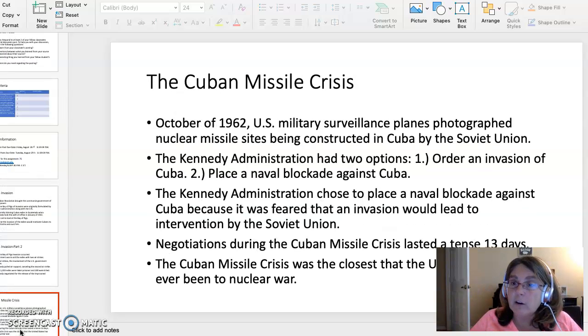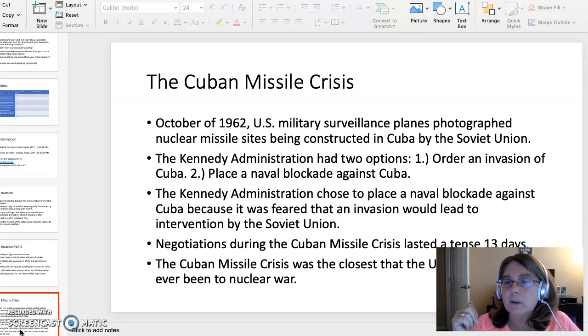A year and a half later, in October 1962, the Cuban Missile Crisis occurred. In October 1962, U.S. military surveillance planes photographed nuclear missile sites being constructed by the Soviet Union within Cuba. The Kennedy administration had 2 options in regards to how to respond to this buildup of missiles. Firstly, order an invasion of Cuba, which a year and a half after the Bay of Pigs fiasco, was not really an option. Secondly, place a naval blockade against Cuba. The Kennedy administration chose to place a naval blockade against Cuba because it was feared that another invasion would lead to intervention by the Soviet Union and things would really escalate.